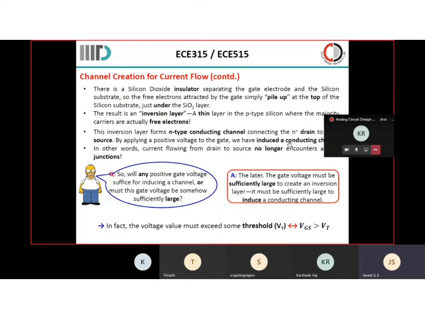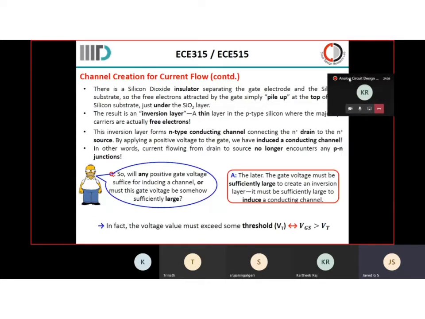So now what happens is, as you go along the line, these free electrons which are possible will slightly try to pile up on top of each other, on the silicon substrate under the silicon. As a result, an inversion layer is created. Inversion layer is a thin layer in the p-type silicon where the majority of carriers are actually free electrons. This inversion layer forms the n-type conducting channel, connecting the n plus drain to the n plus source. By applying a positive voltage to the gate, we have induced a conducting channel.